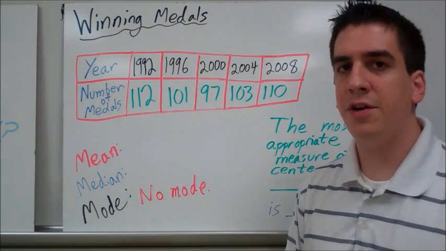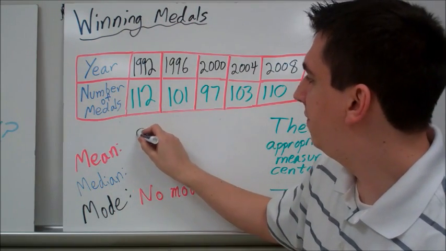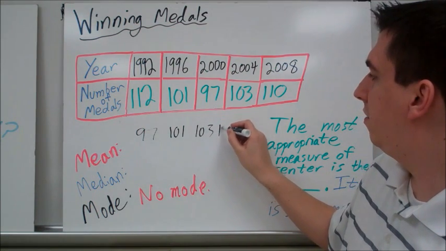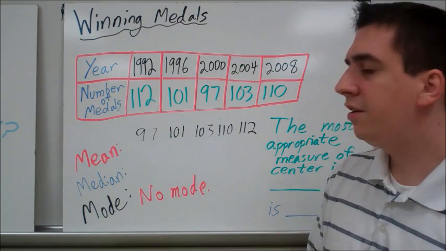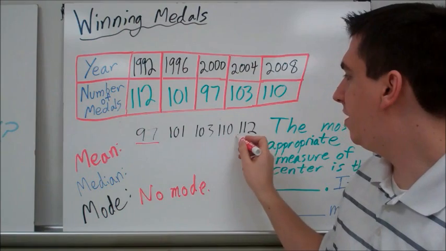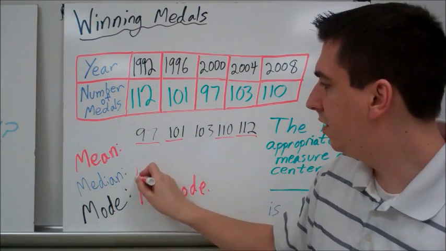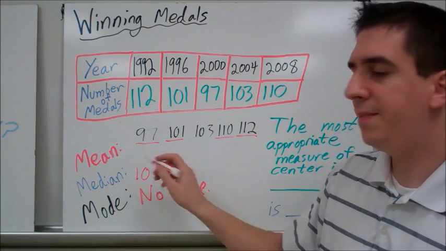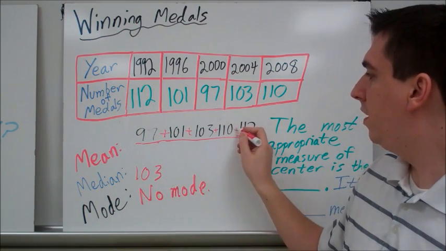Our median, what's the number in the middle? So let's write those numbers in numerical order. So we have 97, 101, 103, 110, and finally 112. Remember, we're going to underline or cross out or circle the highest and the lowest. So lowest, highest, the lowest, highest, and then we have a number left in the middle. Our median is 103.